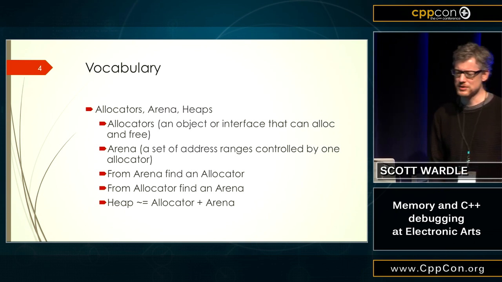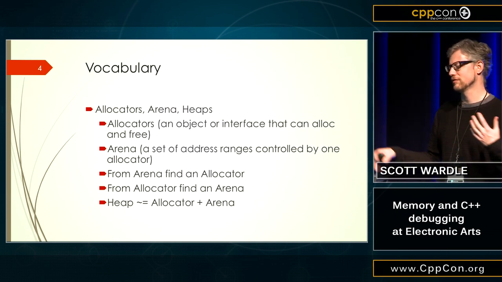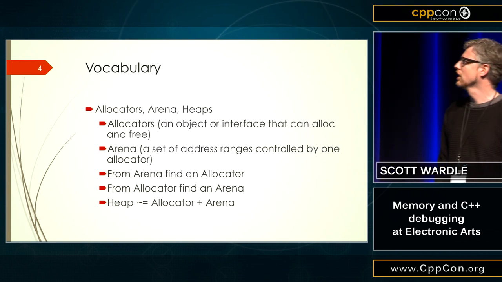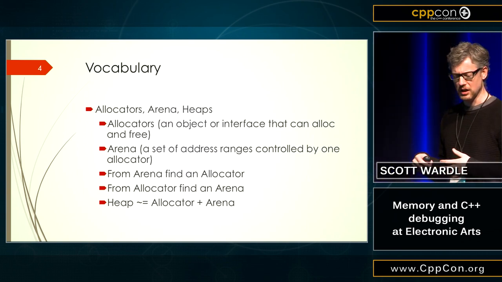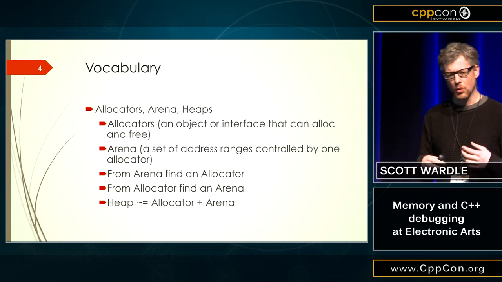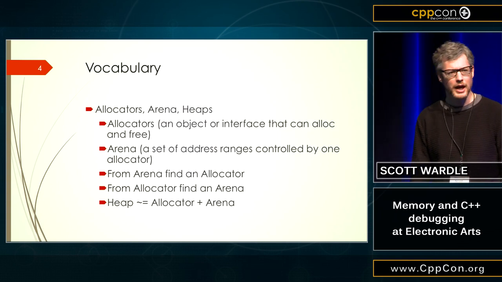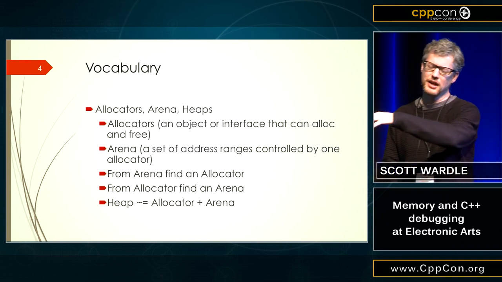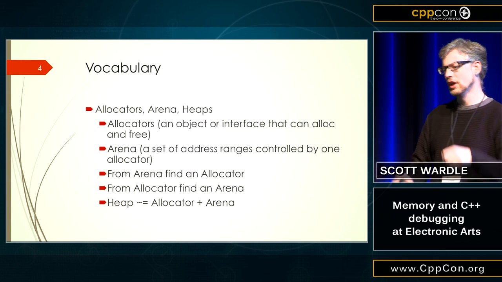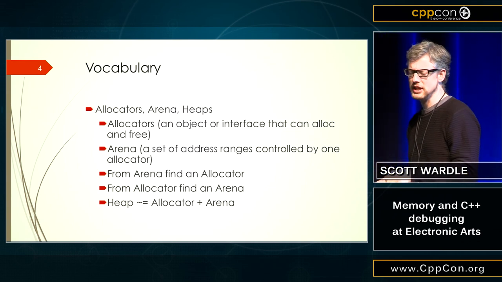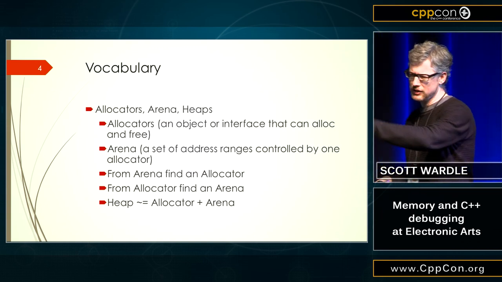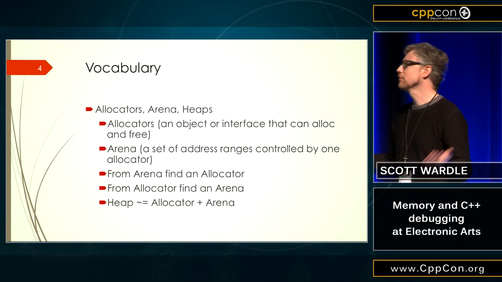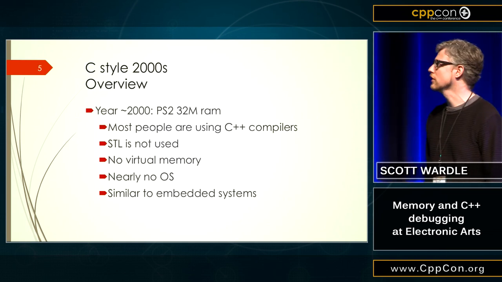In memory debugging systems, I've always noticed that there seems to be a lot of different vocabularies around, like heaps and arenas and allocators and pools, so this is what I'm going to use. I'm going to talk about allocators, and they will be a class that can free or allocate memory. Usually it's a pure virtual interface. And then I'm going to talk about arenas, and arenas are like a set of address ranges where you can find an allocator from it. So you can go back and forth from an allocator to finding what address ranges it is in, or you can take any particular pointer in memory and find out what arena that's in, and therefore you know what allocator it's from. And heap, sometimes I'll say quite a bit, and that's kind of the combination of the two.